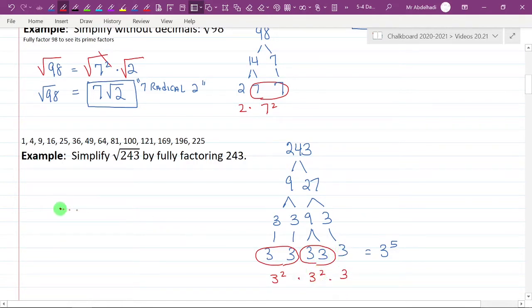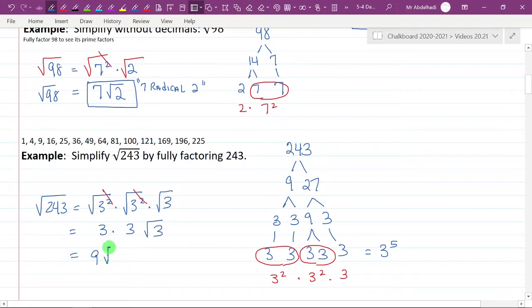So when you want to square root 243, you can square root 3 squared times another 3 squared times a 3. This stuff down here becomes, well, square root of 3 squared is just 3. Also 3. So it's just 3 times 3. And this right here is not going to simplify, so that just remains a radical 3. So we get 9 radical 3, and there we are.